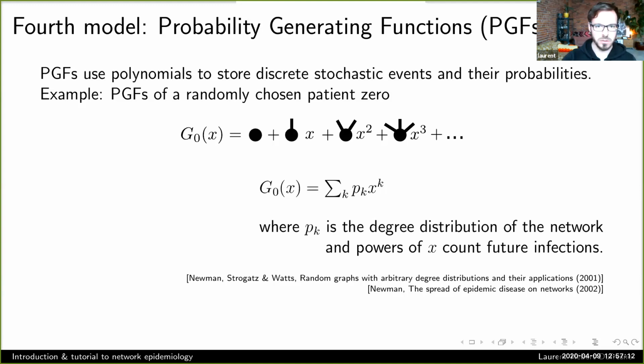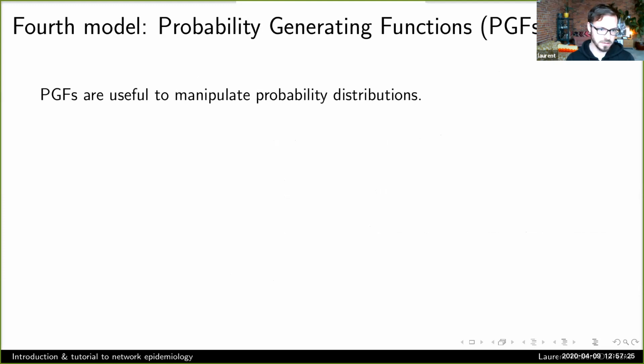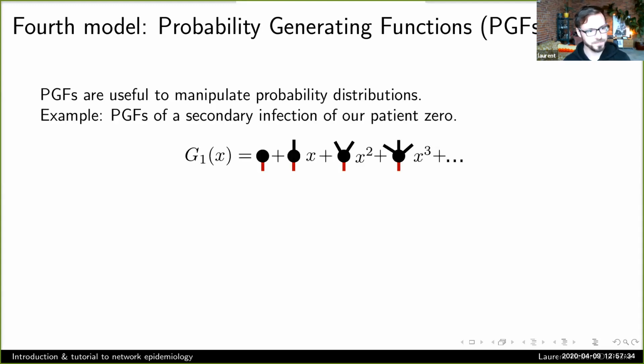There are 2 really good references here at the bottom. I also recommend, if you just want to learn more about probability generating functions, the book Generatingfunctionology by Wilf, which is a classic in the field. The reason we use these data structures to store probability distributions is because it makes doing math with them a lot easier.